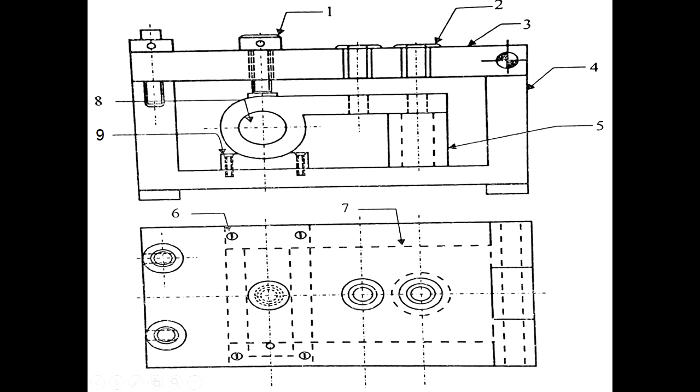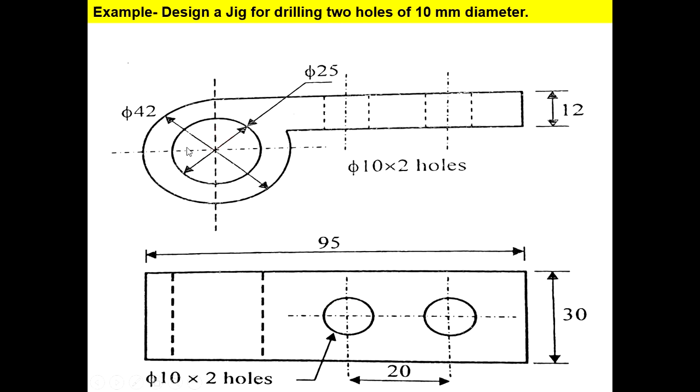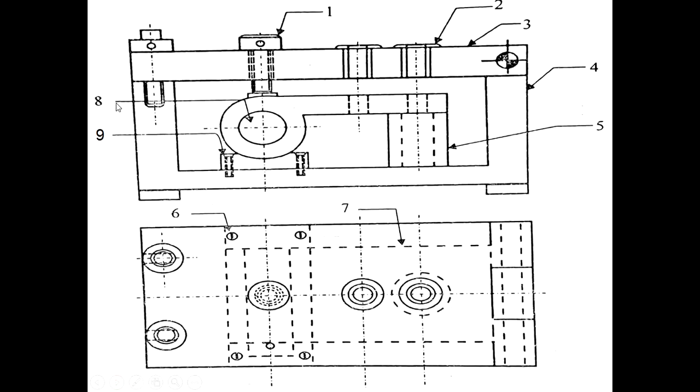So this locator, you can see this locator is fitted in the jig body, and this component is located on this internal hole of diameter 25 mm, which is already provided in the component. By using this diameter of 25 mm drilled hole we are going to locate this. Okay, so the complete diameter we are using for locating. So with the help of locator number 8, this diameter we are locating.